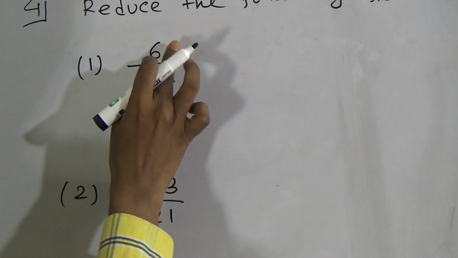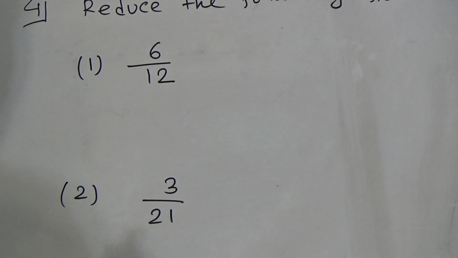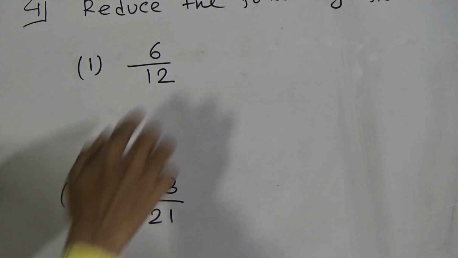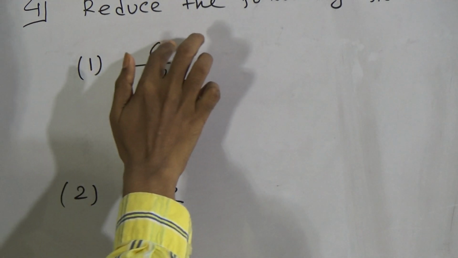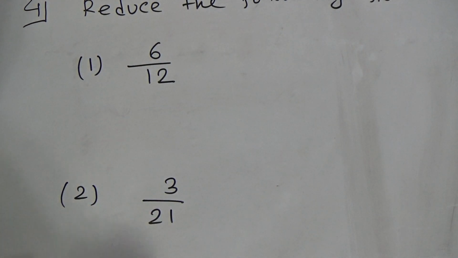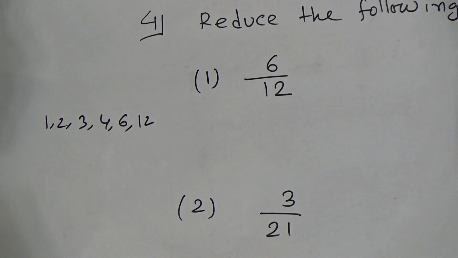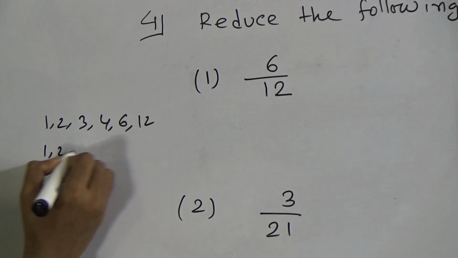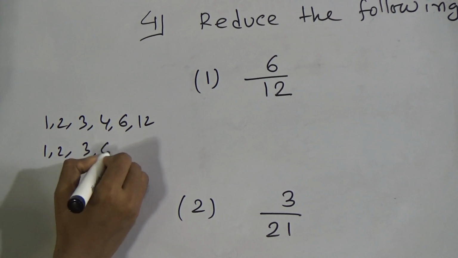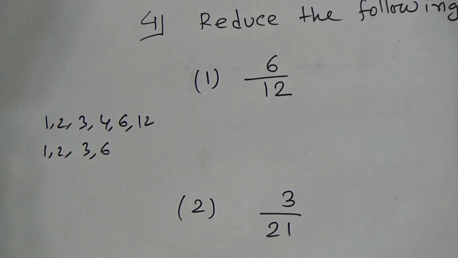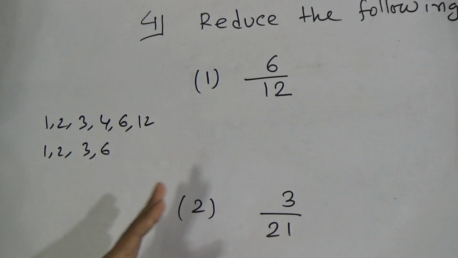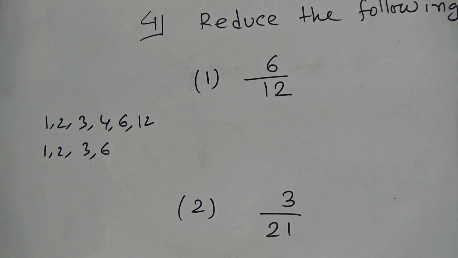You know what are the factors of 12 and what are the factors of 6? You see, the factors of 12 are 1, 2, 3, 4, 6, 12. And the factors of 6 are 1, 2, 3, 6. Okay? Between 6 and 12, which is the most common factor?